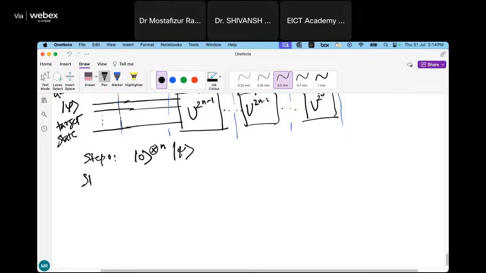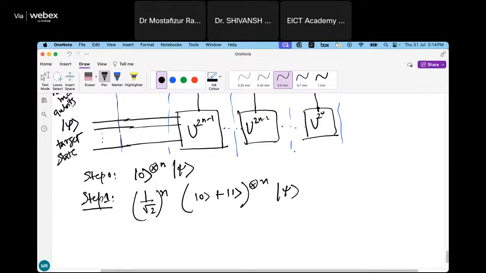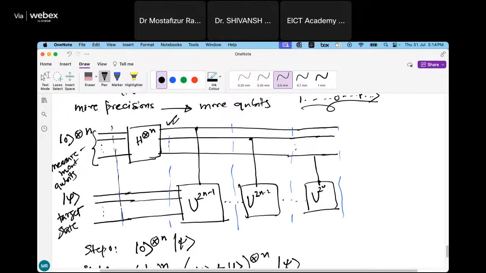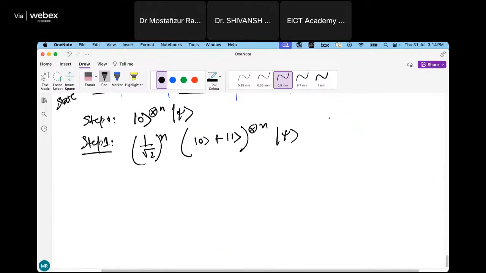So now step one, we apply it to the state. So Hadamard, many Hadamards: 1 by square root 2 of (|0> plus |1>), tensor product N, and the state psi. So that is basically my output at this step. So this is step 0, this is step 1, this is step 2, up to step N. Okay, so this is my first step.